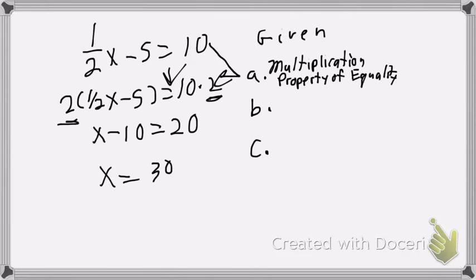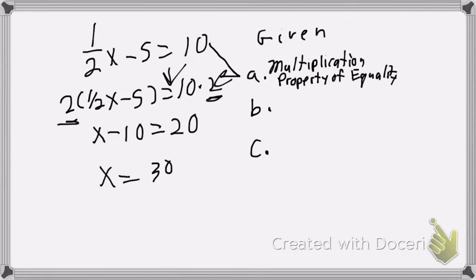Multiplication property of equality. Now the multiplication property of equality, simply put, is this. If A equals B, then A times C equals B times C. As long as you multiply both sides by the same number, you get to keep that equal sign.